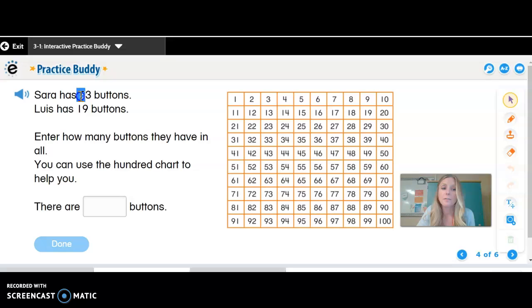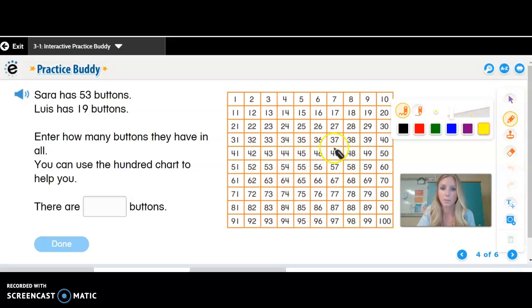Sarah has 53 buttons, and Luis has 19 buttons. Enter how many buttons they have in all. Okay, so right away, I hear the words in all. I know that I'm putting something together. So I'm going to put those buttons together in one group. So I'm adding. Okay, so Sarah has 53 and Luis has 19. Let's find 53. That's my bigger number.